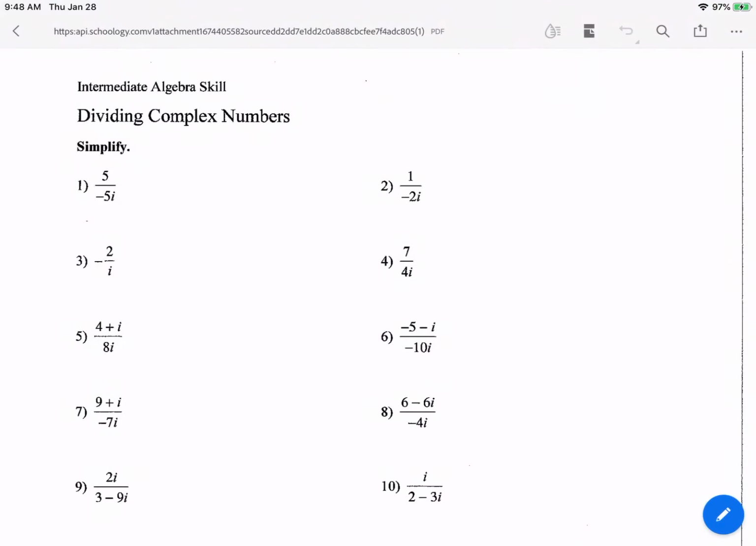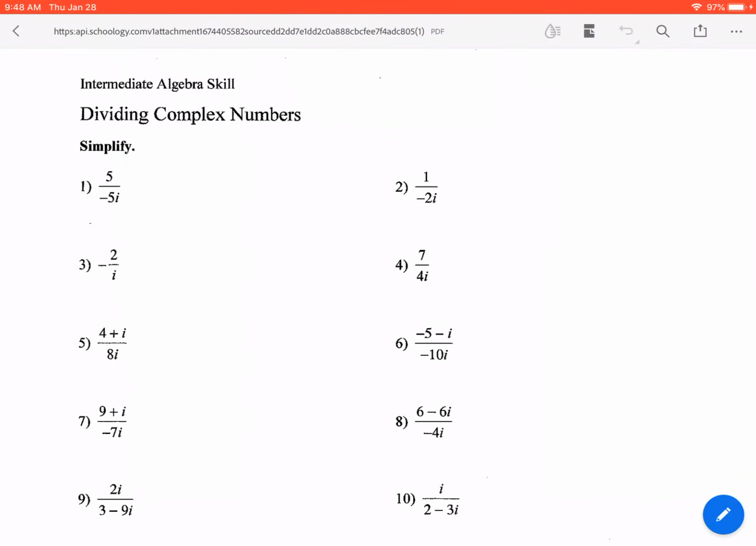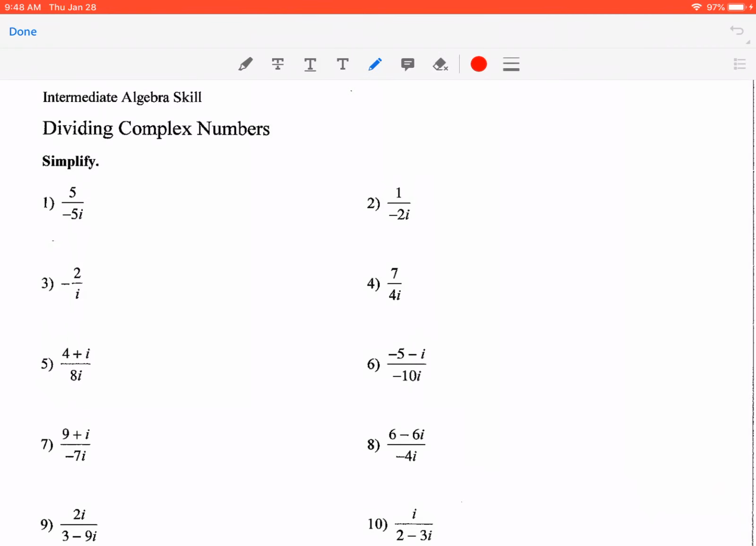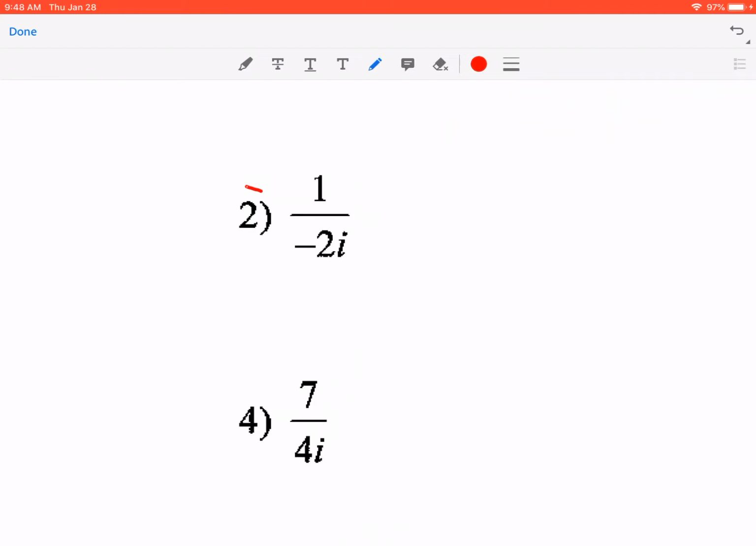Okay, so we are going to do some review problems on dividing complex numbers. I'm going to do some of the even numbered ones here just to give you some extra practice. And again, at the top of the paper, always keep in mind that i squared is always equal to -1. So if you get an i squared, replace it with a -1, okay? All right, so let's just focus on some of these even ones.